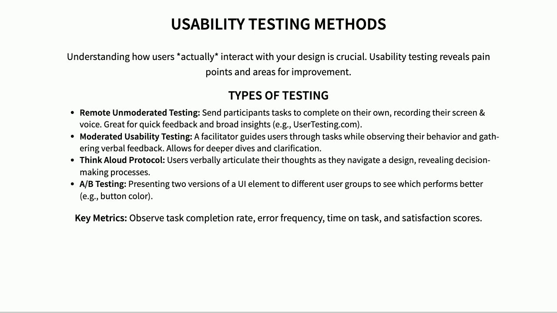Then there's moderated usability testing, which involves a facilitator guiding the user through the process, allowing us to ask questions and really dig into why they're doing what they're doing. We also use something called Think Aloud Protocol, where users vocalize their thoughts as they interact with your design, which is super helpful for understanding why they're struggling or succeeding. And of course, there's A/B testing, presenting two versions of a feature to see which one performs better. It's all about gathering data and making sure we're building something that people can easily and enjoyably use.